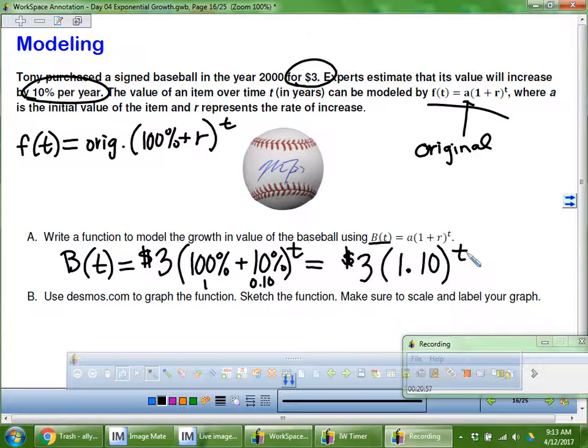All right, we're going to skip B, C, and D for right now. Can you guys go down and read the next bold part? It says Tony bought something else, I think. She bought a signed baseball card. And can you guys do letter E? Write the equation for that.